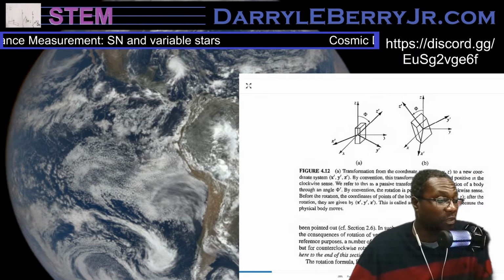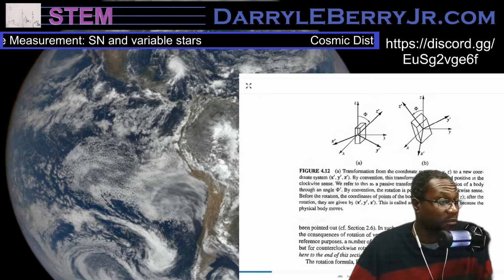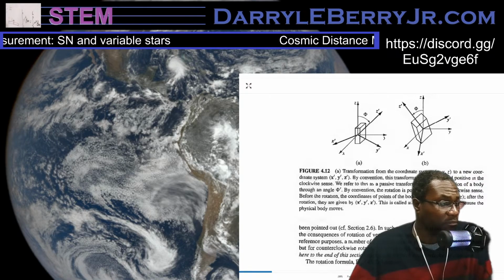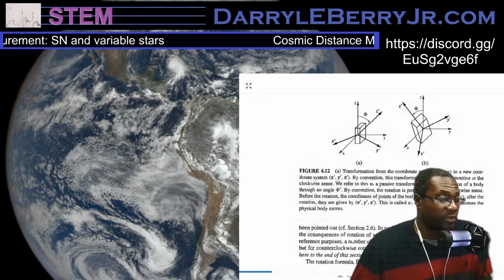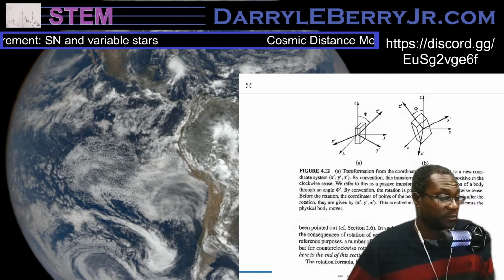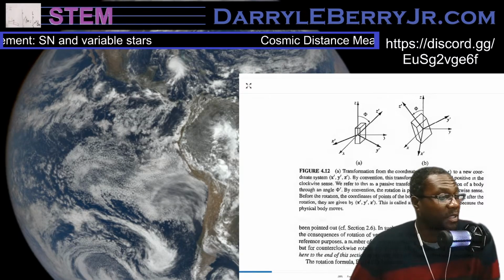Or a transformation from the coordinate system x to a new coordinate system. So the coordinate system changes. By convention, this transformation is considered positive in the clockwise sense. We refer to this as a passive transformation: the change of the coordinate system, while the object stays the same.